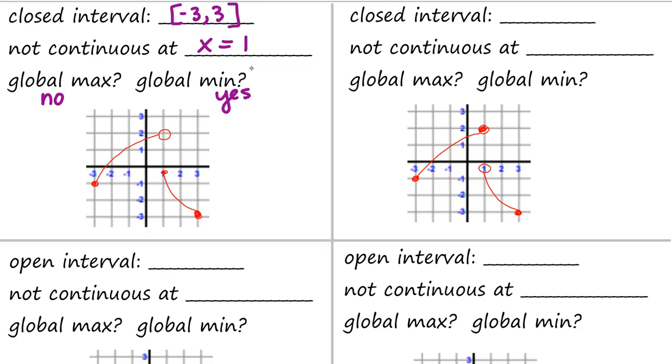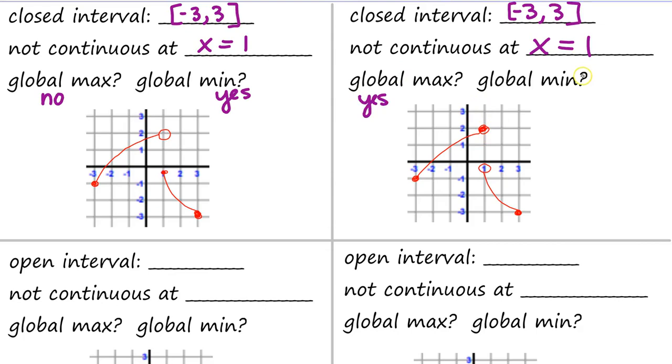Let's look at the next one going to the right. Again, we have the closed interval from -3 to 3. Again, it's not continuous at x equals 1. Does this one have an absolute or global maximum? Actually, it does. It has a closed circle here. It reaches a height of 2.